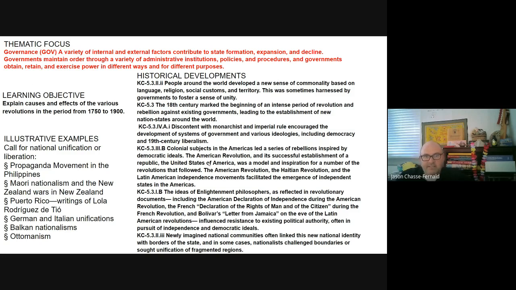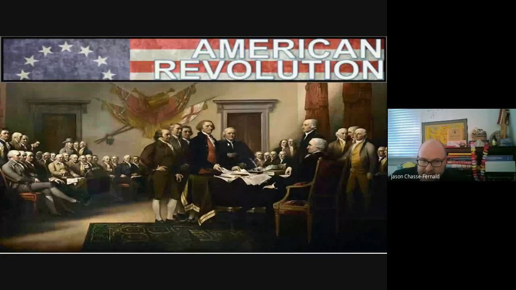So these are our standards for Unit 5.2. As you can see here, there are a lot of moving parts with our standards. We're going to spend a few days looking at the revolutions: the American Revolution, the French Revolution, the Haitian Revolution, and our various Latin American revolutions. Then we'll look at some of the rise of nationalism that occurs as a result of that. So we're going to spend a decent number of videos on just that.